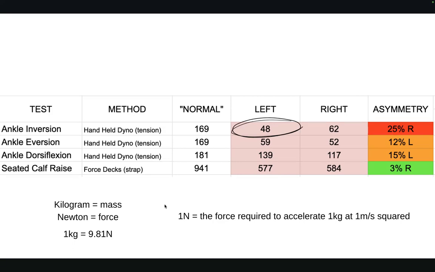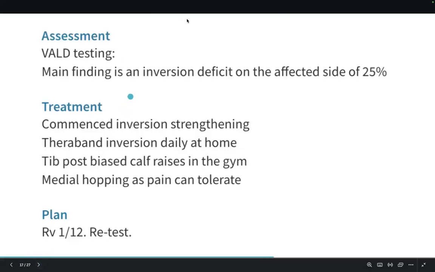Yeah, so mass versus force, that's pretty much all you need to know there. So this was after the initial testing. So my actual notes, the main finding was an inversion deficit on the affected side.